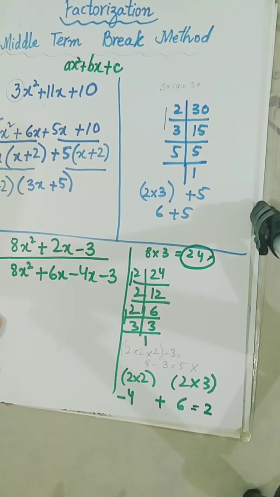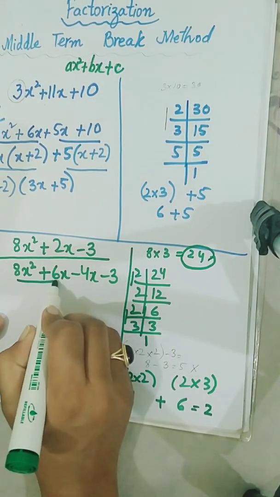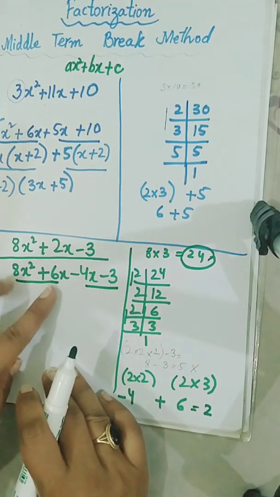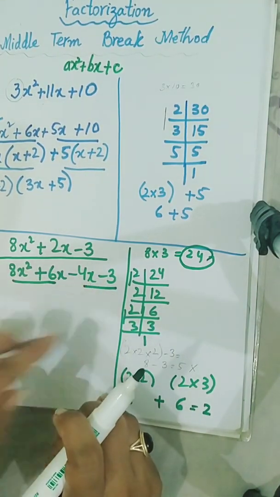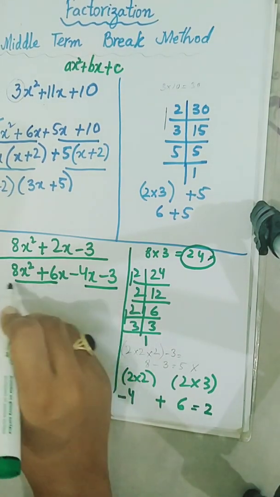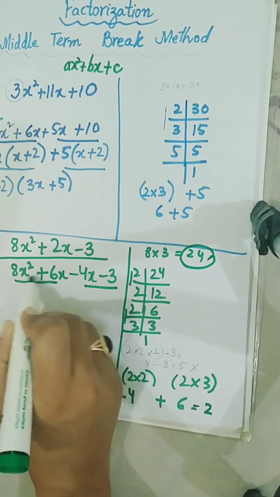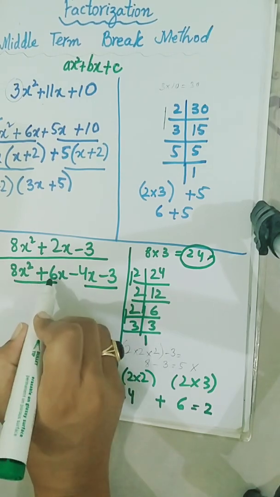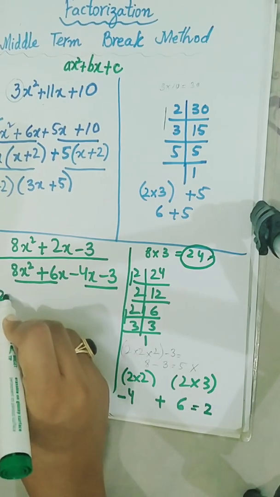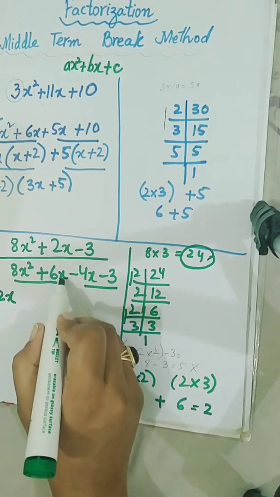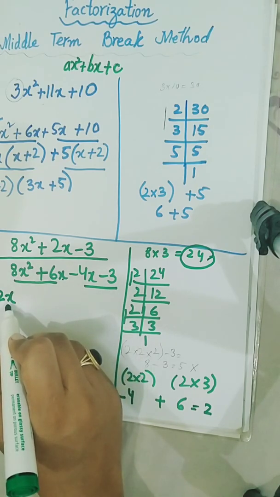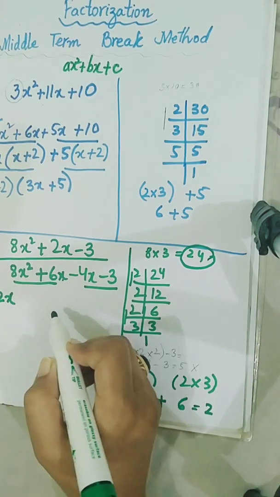So now we have four terms. I can take common from the first two terms and the last two terms. That is called the grouping method. Alright, so which number is common in these two terms? The answer will be 2 and x, because x is present here and x square is present here. So we can take 2x as common factor. Right, guys?